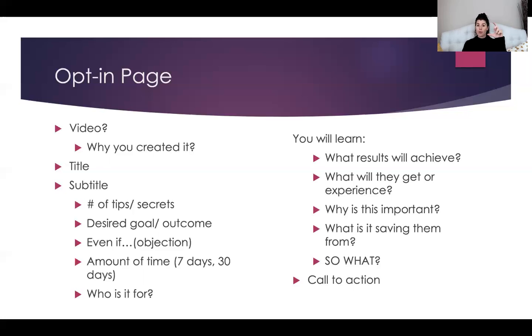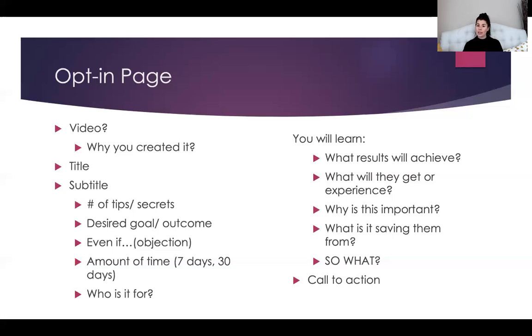Now you're going to put, remember, what you're going to learn. So your opt-in page is very simple: title, subtitle, what you're going to learn. And here are things you can include in the bullet points. Just bullet point what they're going to learn, what results they're going to achieve, what they will experience or get by partaking in this challenge or freebie, and why it's important for them to do this.